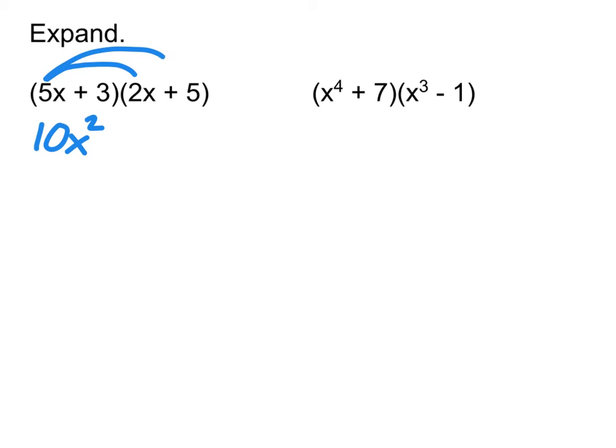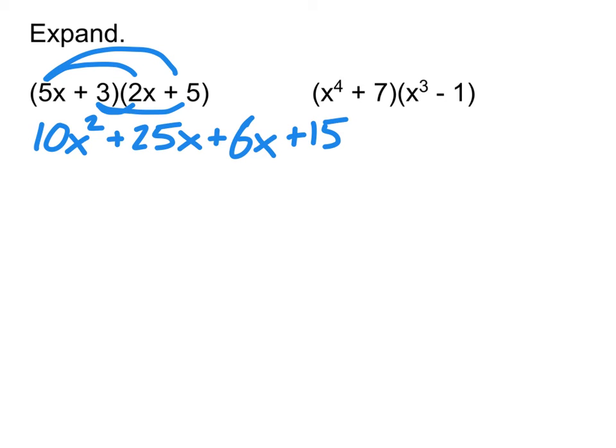Now I do the 5x times the 5. That's going to give me 25x. Now I do it with the 3 all over again. So now I do 3 times 2x. That's going to give me a 6x. And then I do the 3 times the 5. So that gives me 15.